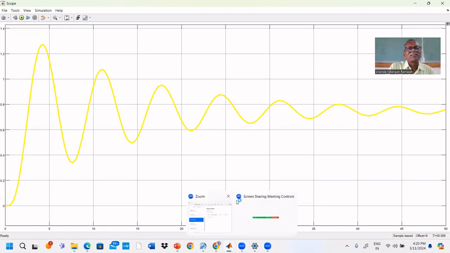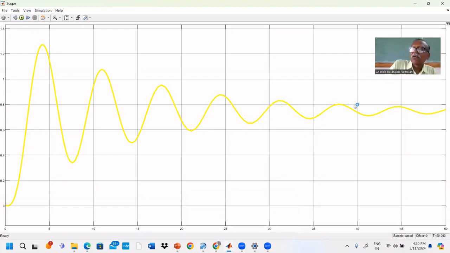Now let us see where it starts oscillating, gradually increasing the gain. For 0.25, no oscillation. For 0.5, slight oscillation. Now 3, the gain is increased from 0.25 to 0.5, 1, 3. Now let us give 5. What happens? Let us give 5.